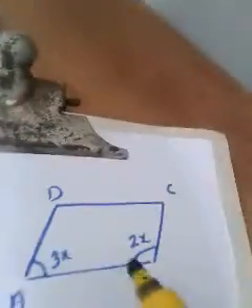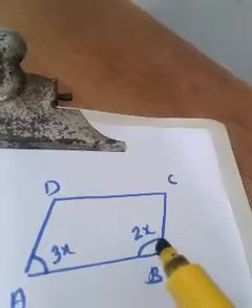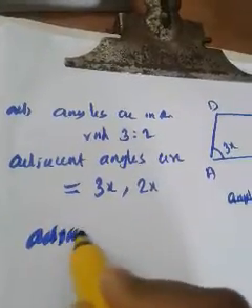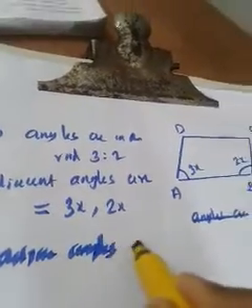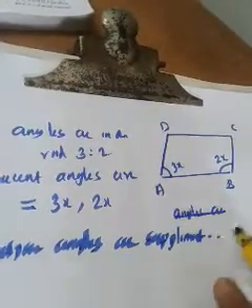What is the speciality of adjacent angles of a parallelogram? Their sum should be 180. In other words, adjacent angles are supplementary. Adjacent angles are supplementary.